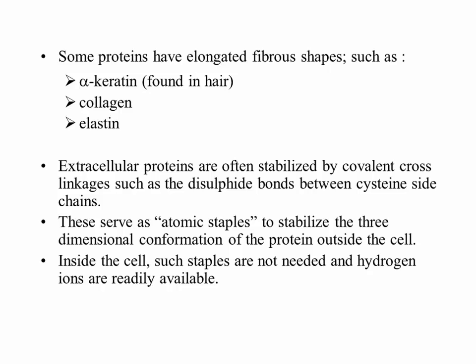Extracellular proteins are often stabilized by covalent cross-linkages such as the disulfide bonds between cysteine side chains, and they serve as atomic staples to stabilize the three-dimensional conformation of the protein outside the cell. Inside the cell, such staples are not needed and hydrogen ions are readily available. So if you inject it inside the cell, hydrogen will get attached and the disulfide bonds will be gone.